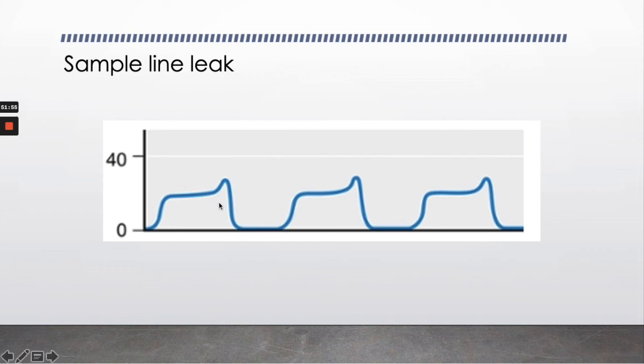So just know that if you see this, it's not necessarily an obese or pregnant patient if the plateau phase starts at a lower amount than normal. If you have a plateau phase that's starting at a higher amount here, then you would know that could be due to a pregnant or obese patient. But this is a sample line leak.